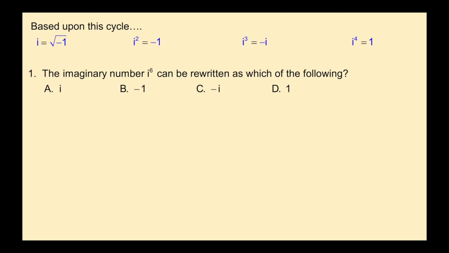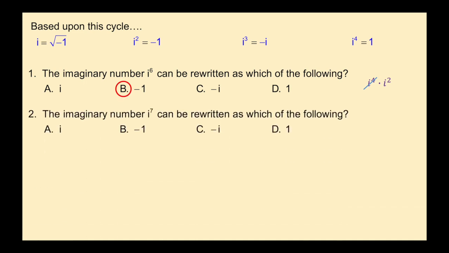So again, we want to break this down and think of it as i to the fourth times i to the second, because 4 is the highest power that we can take out of 6 that would be divisible by 4. And then that i to the fourth is just going to turn into a 1. So I'm going to basically just cancel that, and I'm left with i squared. So then I'd want to have memorized that i squared is equal to -1, therefore B is the answer here.